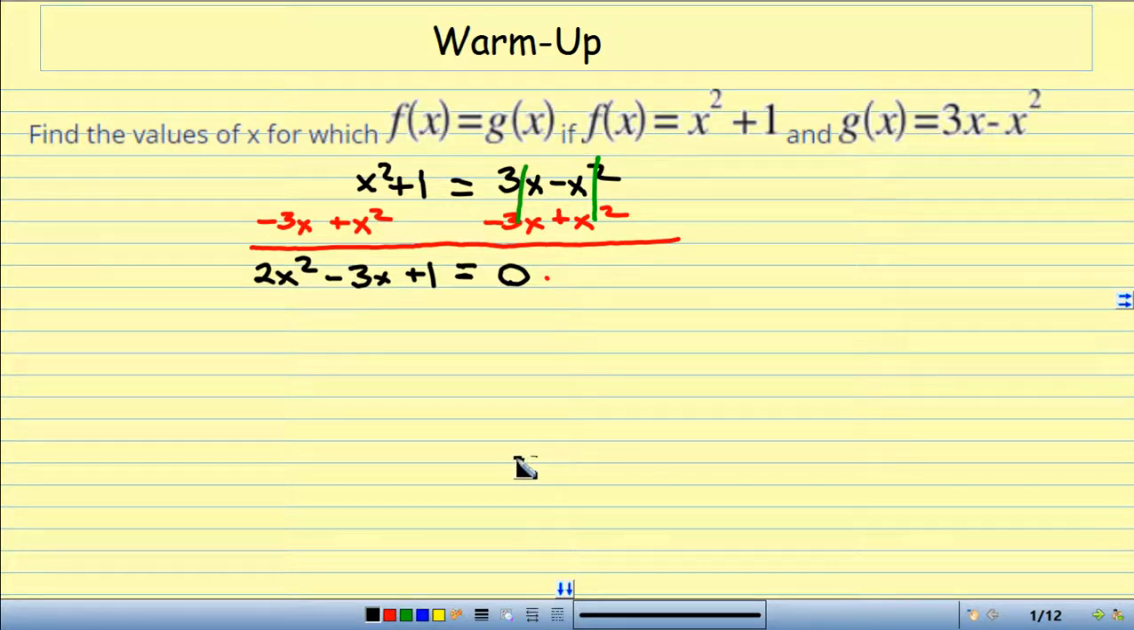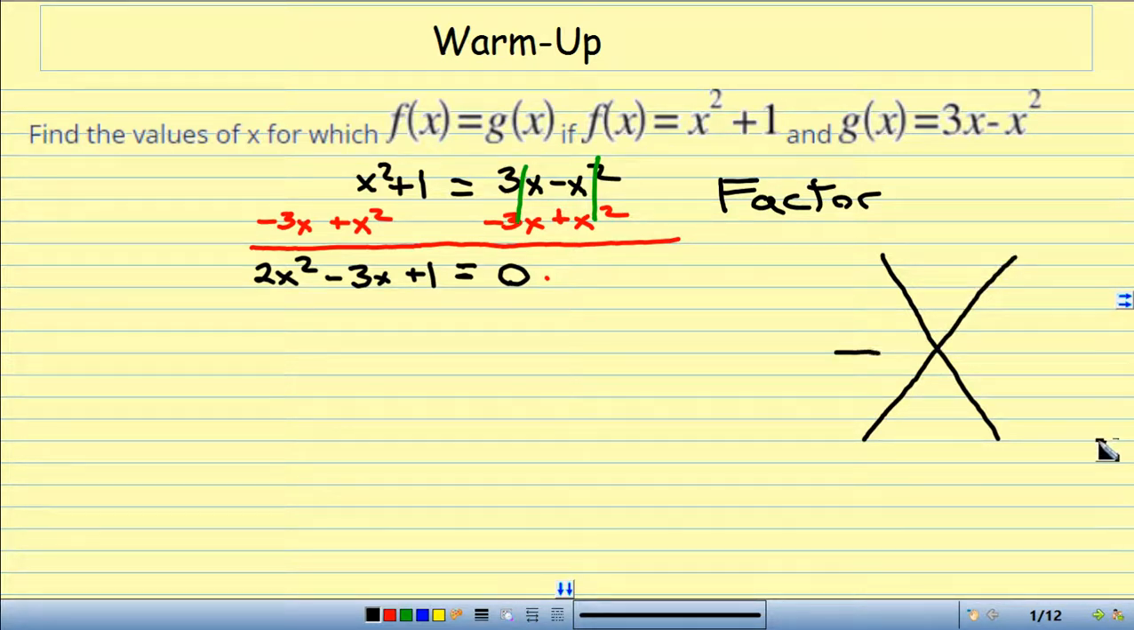Now I can solve this by using factoring. I can solve this by, well, guess and check. I can also solve this by the quadratic formula. Either one, I'm going to use factoring, because, well, I think factoring is easier than the quadratic formula. It's just me.